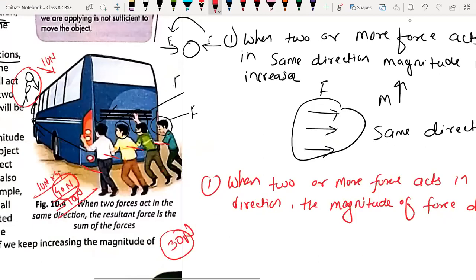Sir, can you once again explain Newton? Yes, Newton is the unit of force. Newton is the unit of force.